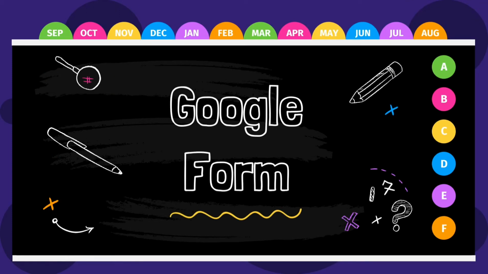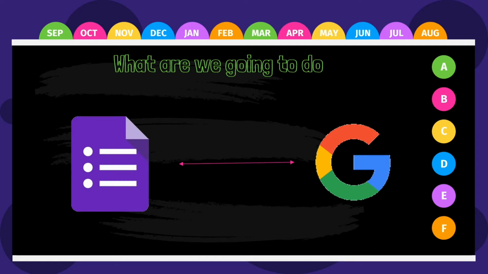In this video, we are going to automate Google Forms. In this automation, we are going to get questions from the Google Forms and get the answers from Google and auto submit the data.